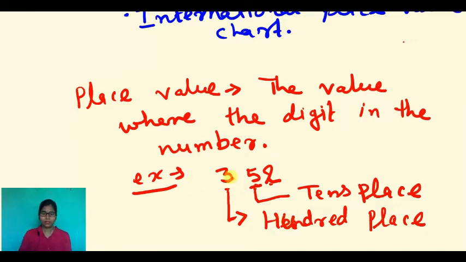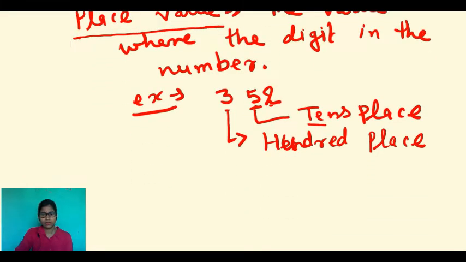What is the place value of 3? It is at the 100 place. And for 5 it is the tens place. Okay, so am I clear now what place value is? Place value is nothing but the value of the digit in the number, meaning where the digit is placed in the number. Okay, so let's take another topic, that is place value chart.